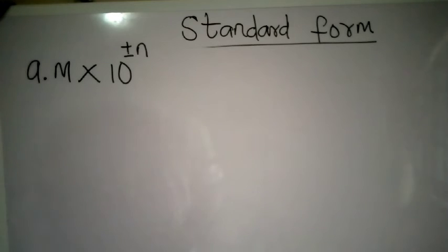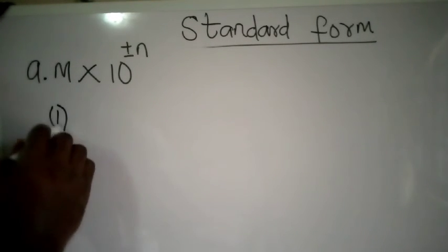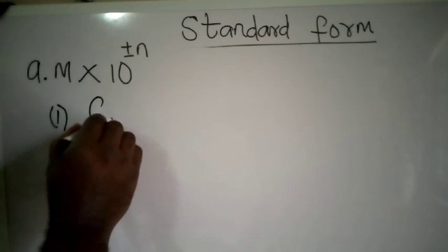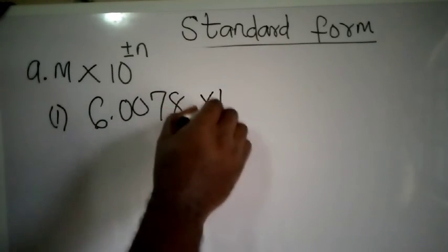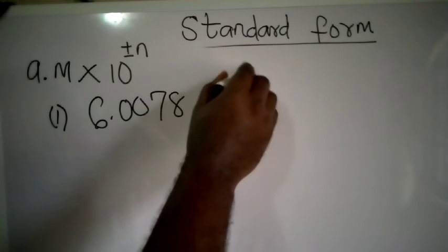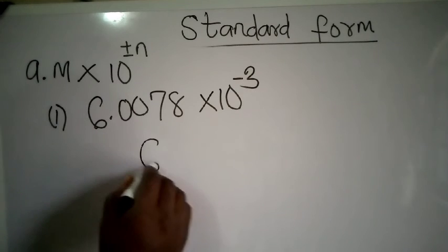Also, another example whereby the 10 is raised to a negative number. I have 6.0078 times 10 raised to the power of negative 3. Now I'm to express this number in standard form as an ordinary number. And the rule says what? If the 10 is raised to a negative number, I should move to the left by the number of times it is raised.